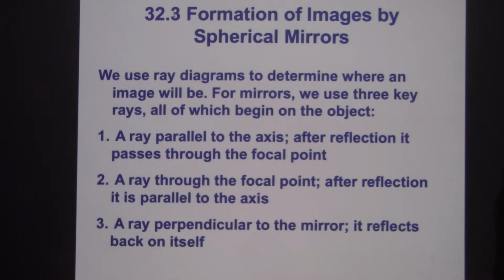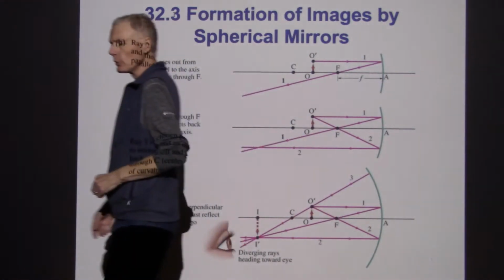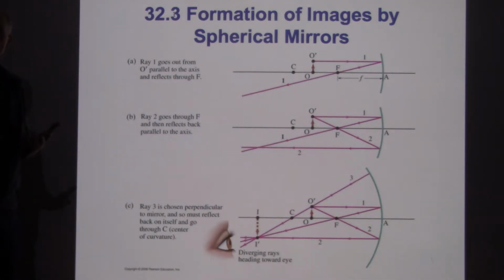Okay, now we can use that geometry that we just saw on the previous page to come up with some ray diagrams for mirrors. So let's see what a ray diagram consists of. What we're going to do is pick different possible paths that the light could be taking.